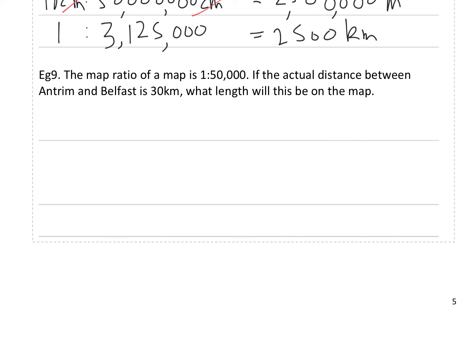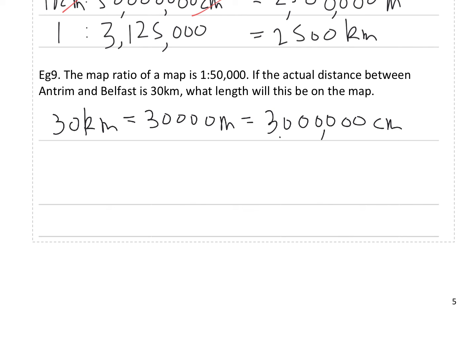Now you don't want to divide 30 by 50,000 because 30 is a smaller number than 50,000. But we can change this first of all into centimeters. That would make sense because when it's in centimeters, it's going to be a lot larger a number. So if we times by 1,000, that would give us it in meters. And then times it by 100, that would get it in centimeters. So we've actually got 30 kilometers is 3 million centimeters.